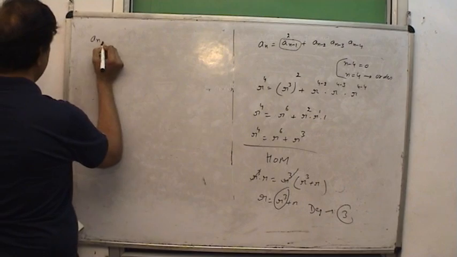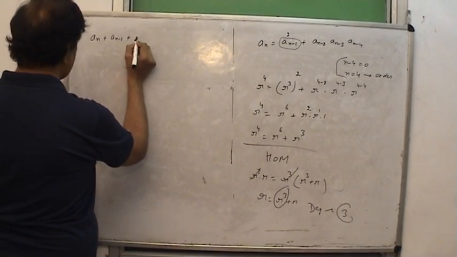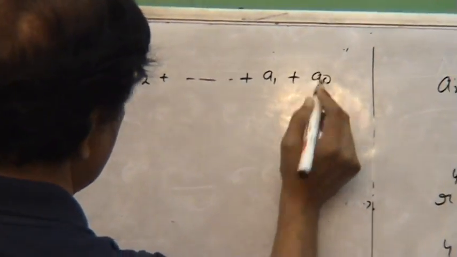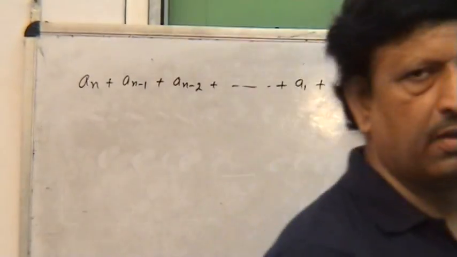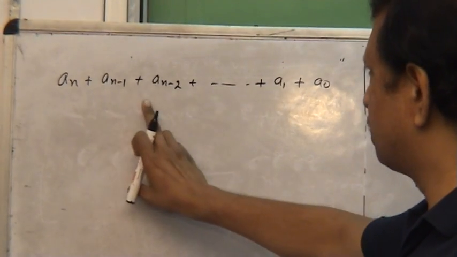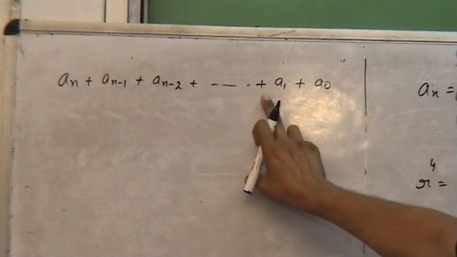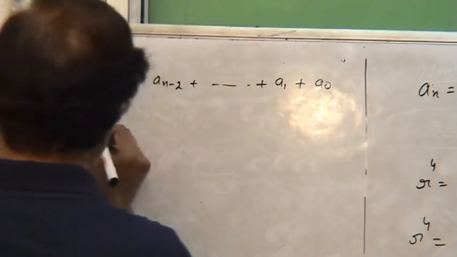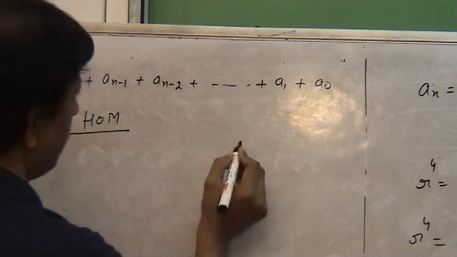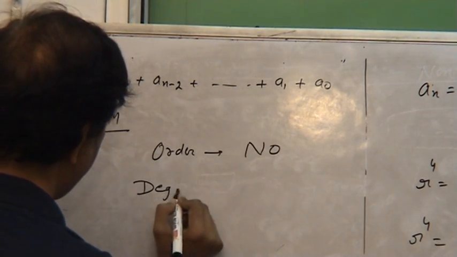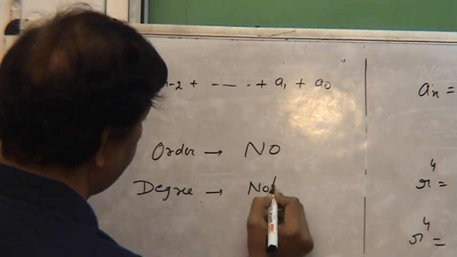Let us see a_n plus a_{n-1} plus a_{n-2} plus so on plus a_1 plus a_0. It is a particular recurrence relation, totally different from the first ones we considered. Rather it is n minus 1, n minus 2, but it is reduced and the last term is a_0. If there is such a type of recurrence relation, we call it homogeneous, but we say it has no order. What about degree? We say not defined.